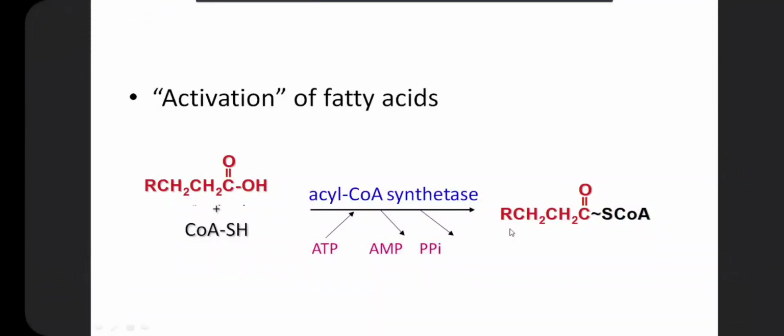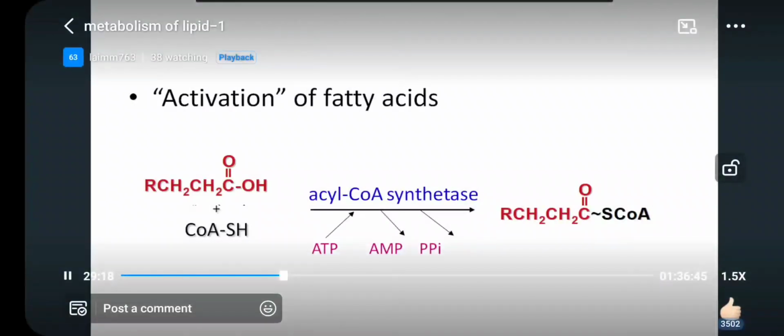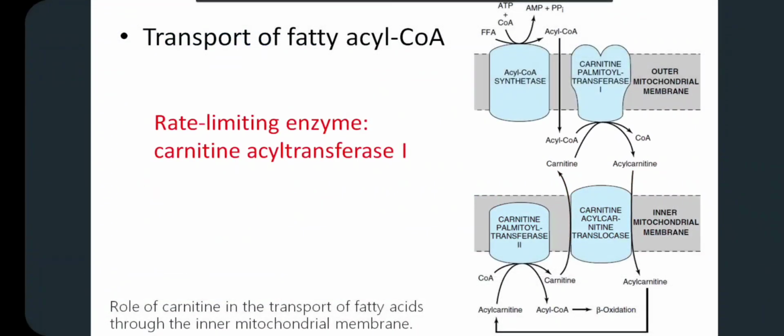This occurs in the cytoplasm. That means the activation of fatty acids. This reaction occurs in the cytoplasm, and then this activated fatty acid should be transported from the cytoplasm into the mitochondria. Okay, so next, let's see the transporter of fatty acyl coenzyme A.